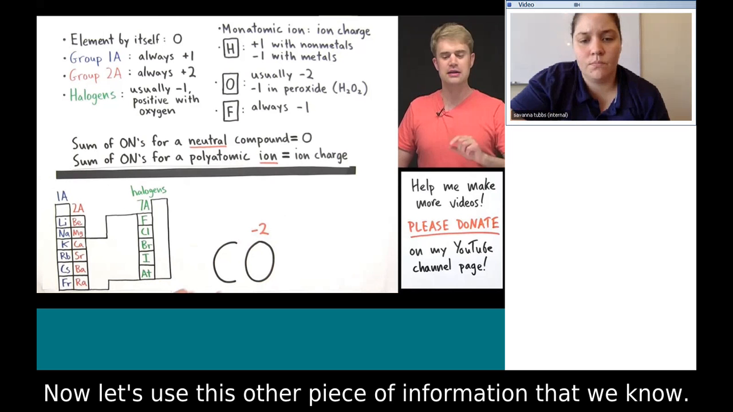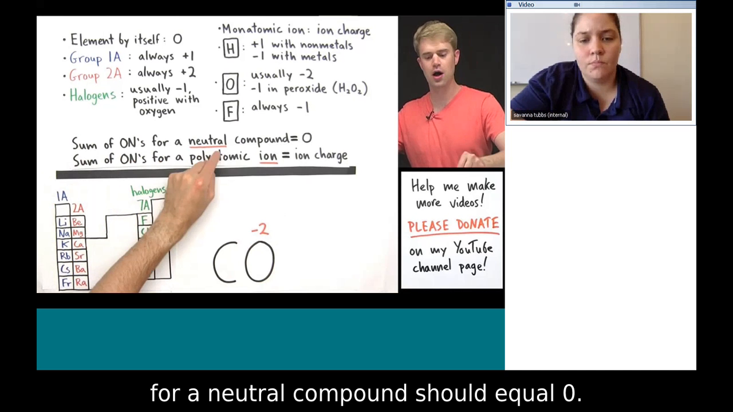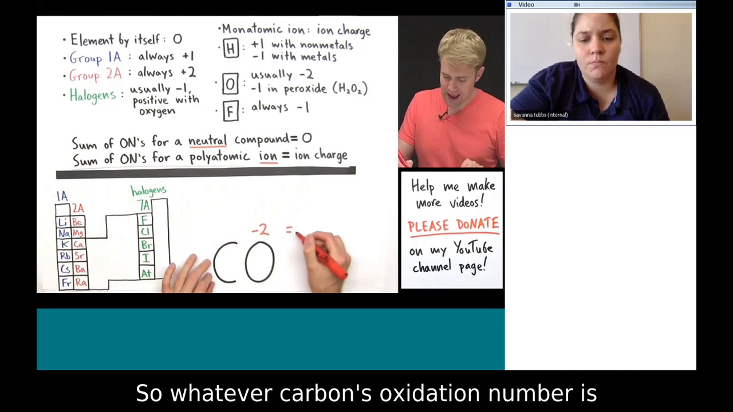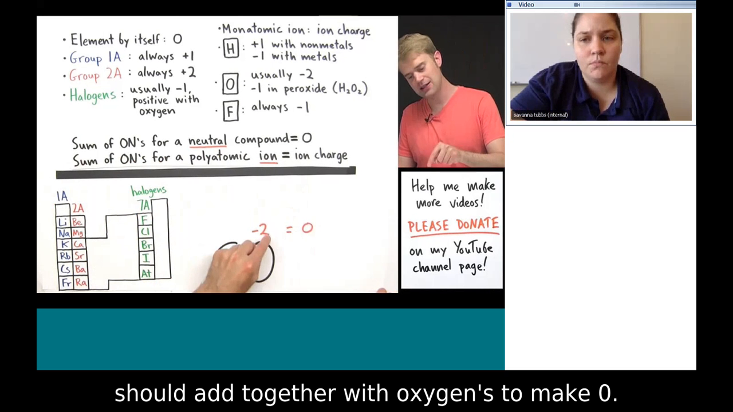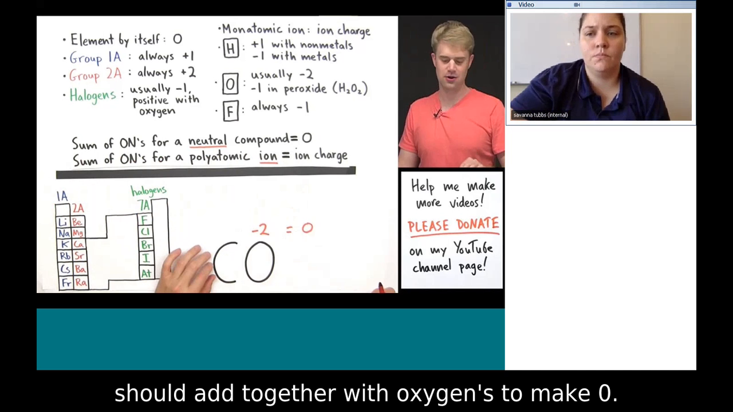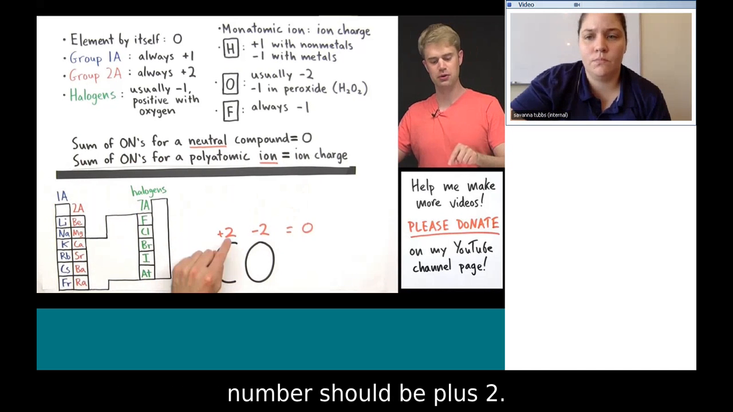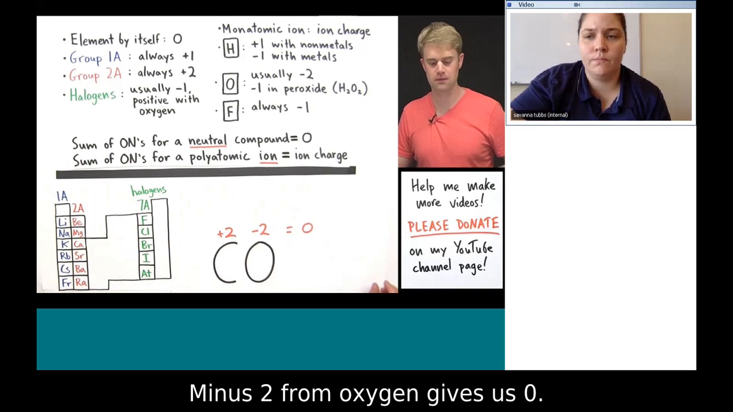Now, let's use this other piece of information that we know, and that's the sum of oxidation numbers for a neutral compound should equal 0. So whatever carbon's oxidation number is should add together with oxygen's to make 0. So we can figure out that carbon's oxidation number should be +2. +2 and -2 from oxygen gives us 0.